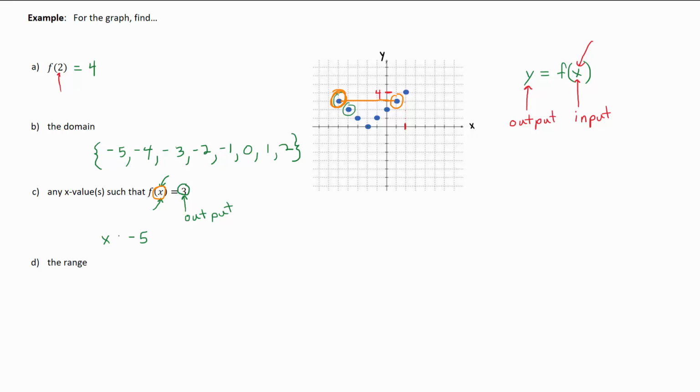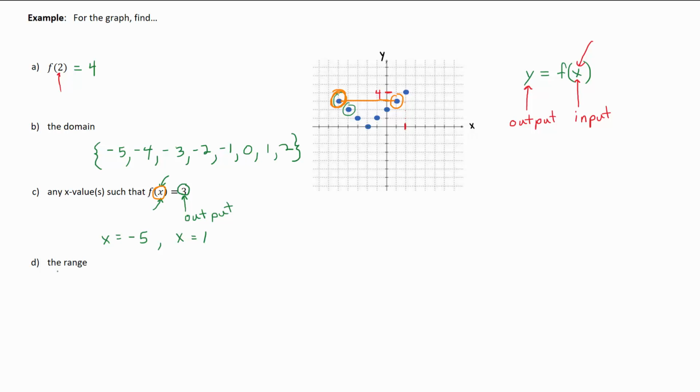is one value x could equal, but also x could equal, what's the x coordinate of this point? First coordinate of this point's 1. So x could also equal 1. So those are the two first coordinate values or input values or x values, whatever terminology you want to use, such that you plug those in as inputs to the function. The output is 3. In other words, those are first coordinate values that correspond with second coordinate values of 3.